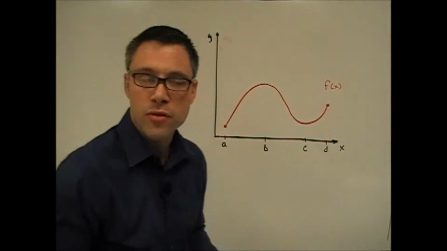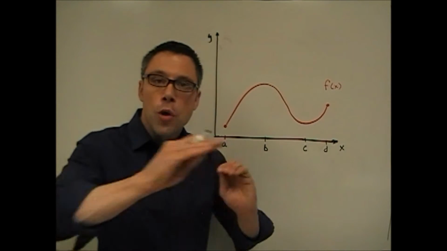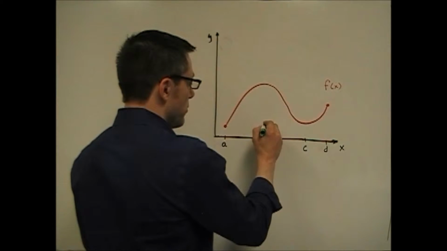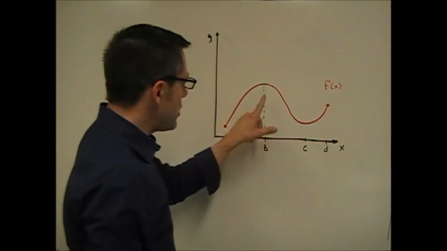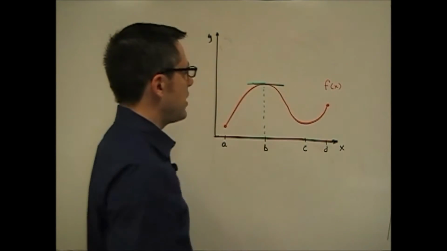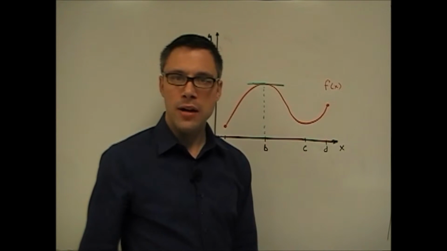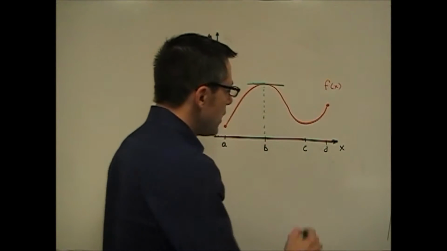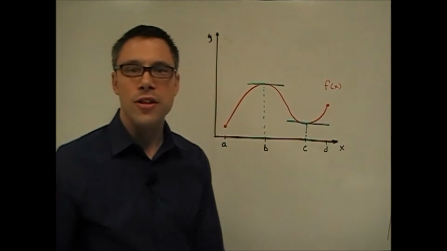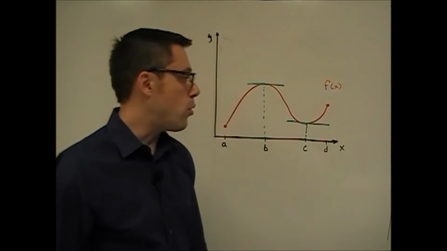So let's just think about this for a minute. Think about slopes of tangent lines. That's the key. Well, look what happens. At point B, if I draw the tangent line here, notice the tangent line has a flat slope. That's something very special. Same thing with C. C has a flat slope there as well if I draw the tangent line on the curve at that point.